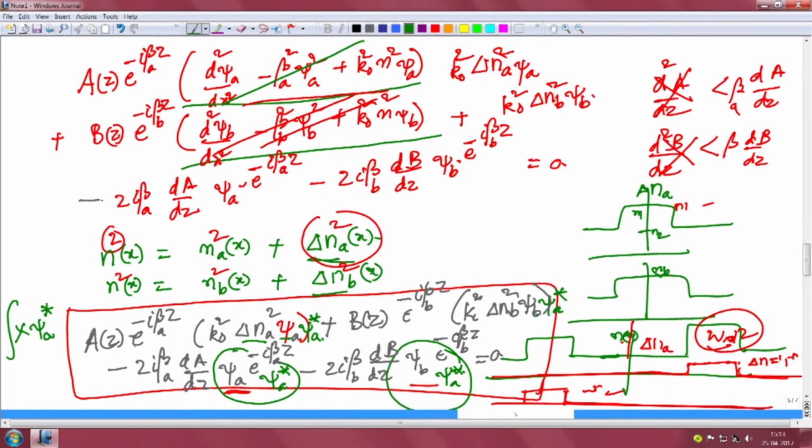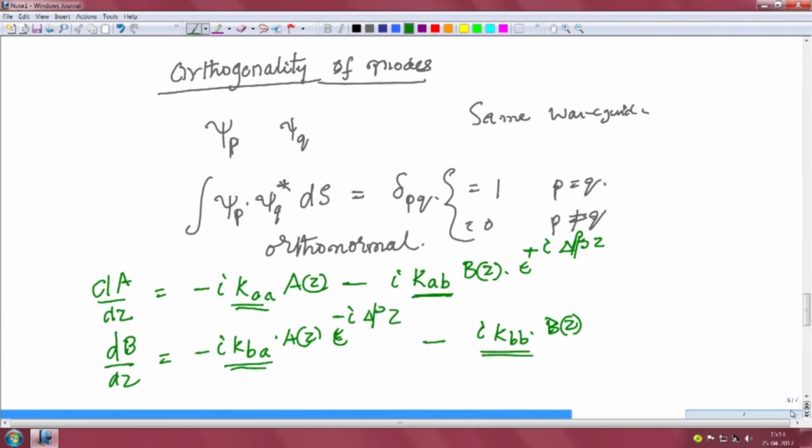So, you have A of z multiplied by k0 square and delta NA square. And here you have 2I delta beta A. So, this goes to 0, and this is divided by this, and I have multiplied throughout by e power minus I beta A z. So, this will not appear at this point. So, the final equation is like this.